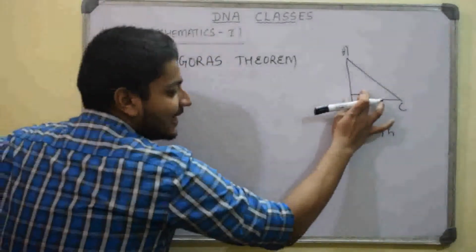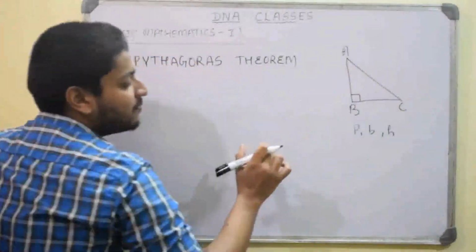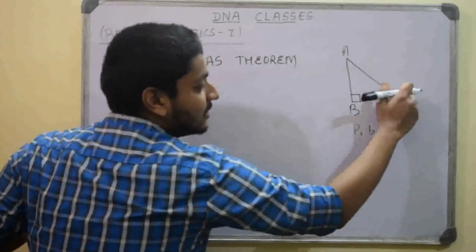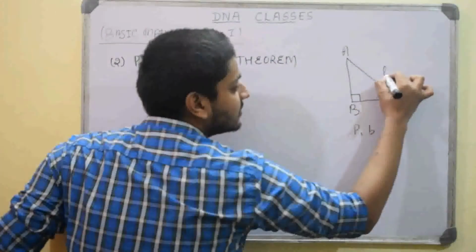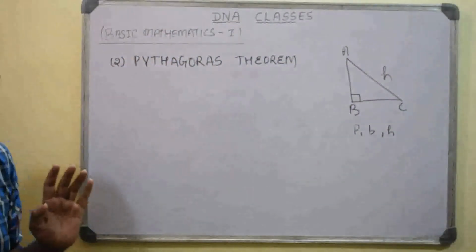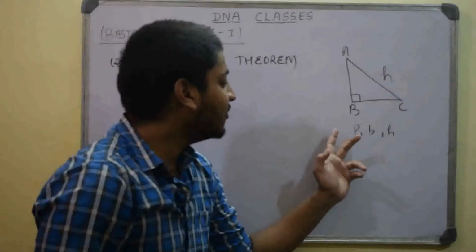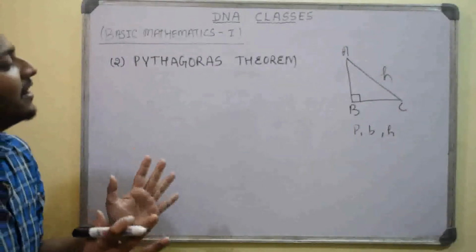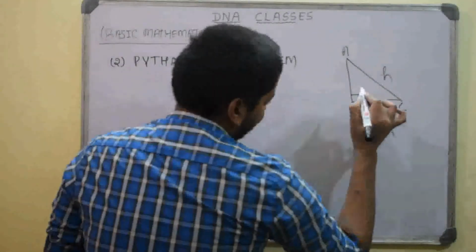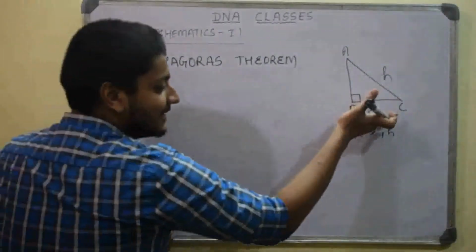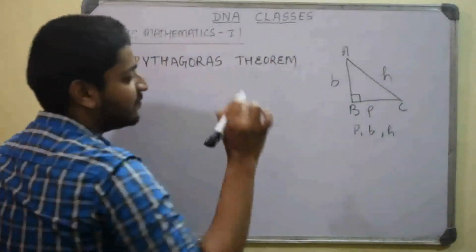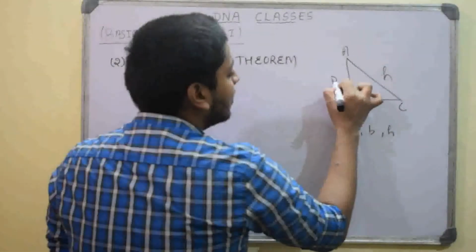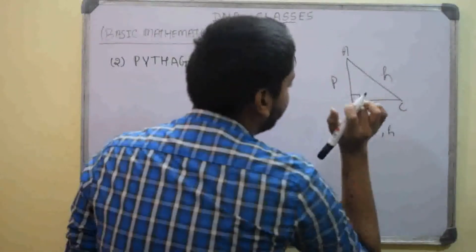See, it is a right angle of the triangle. The opposite side of this right angle is called hypotenuse. This is hypotenuse. Second, we have to identify between P and B. No matter if you take this as P, it is also okay. If you are taking this as P, you can take this as B. Or you can take this one as P or this one is B.